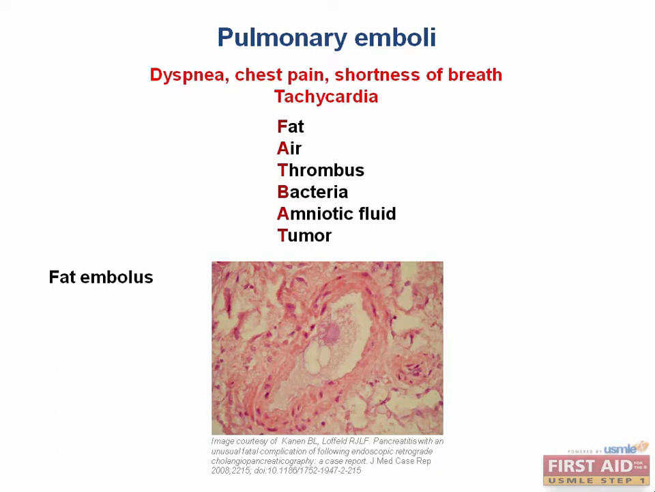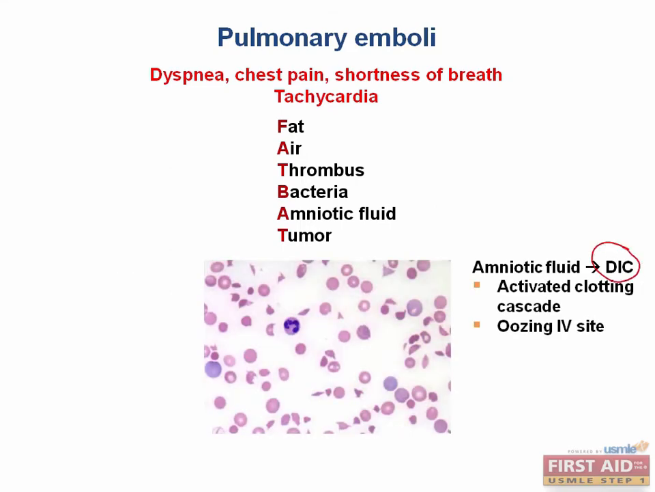Now, if a woman presents just after delivering a baby with stroke and shortness of breath, what should you be thinking? Amniotic fluid emboli, which, in addition to pulmonary embolus, can also lead to stroke, an anaphylactoid reaction, and DIC.